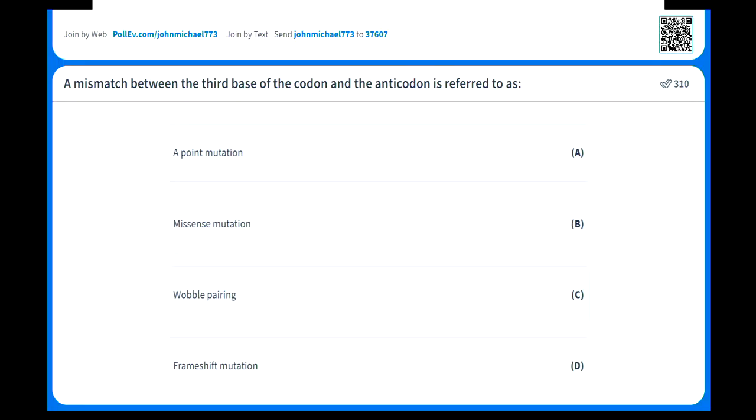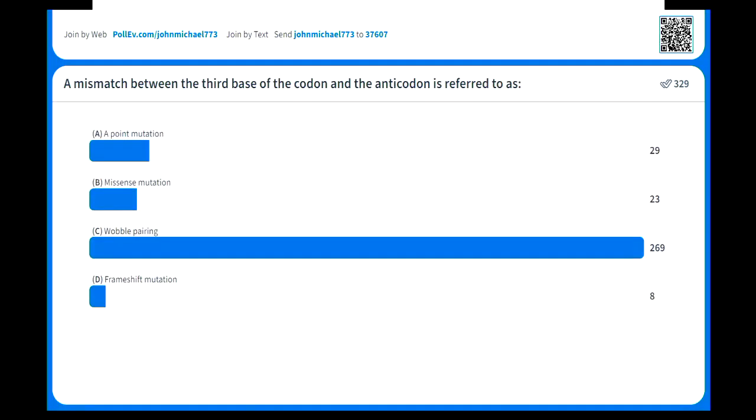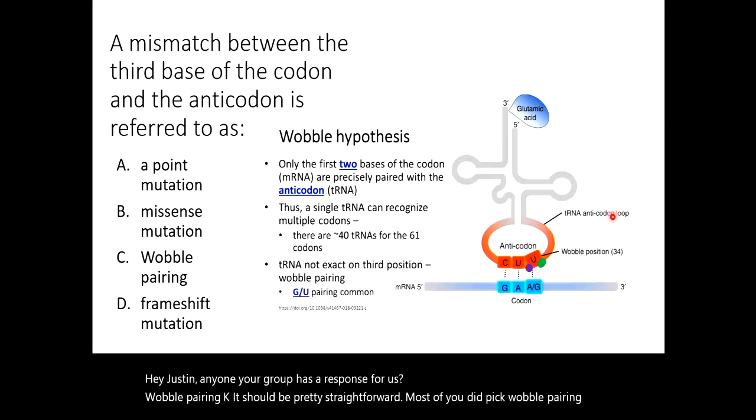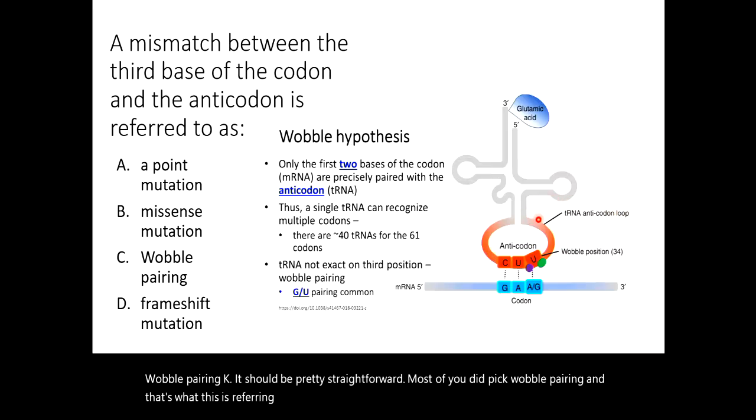Okay, we have lots of responses. Okay, Justin, does anyone in your group have a response for us? Wobble pairing. Okay, should be pretty straightforward. Most of you did pick wobble pairing, and that's what this is referring to, where you have a mismatch between the third base of the codon and the anticodon on the tRNA.